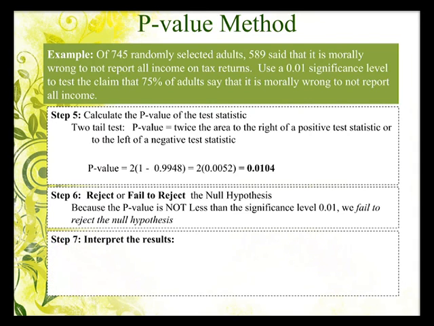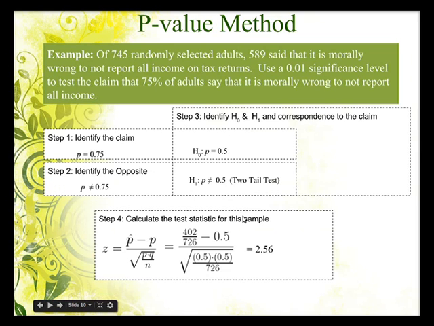So the last thing to do is interpret the results, and to do that we'll go back to the beginning and figure out which one the null hypothesis corresponded to. So in this case, the null hypothesis corresponded to the original claim. So I'm going to cross out the other one because we failed to reject the null hypothesis.